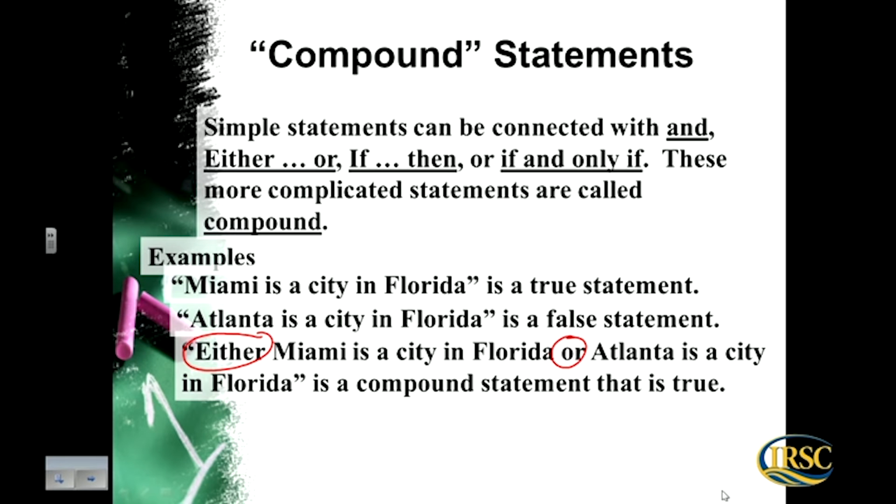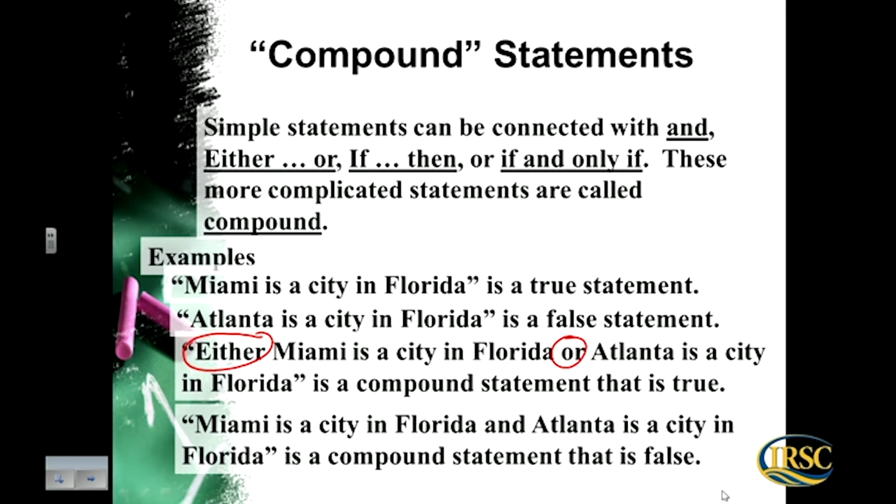There are many other ways to say the word or, though. That's going to be much of the equivalence there. Okay, here's another compound statement. Miami is a city in Florida and Atlanta is a city in Florida. So now when I change the connector, I have now made this a false statement.